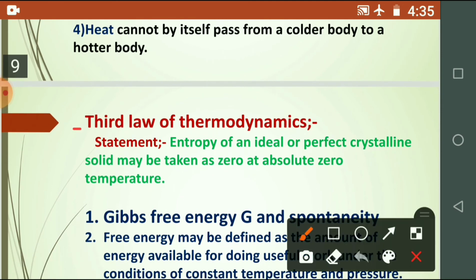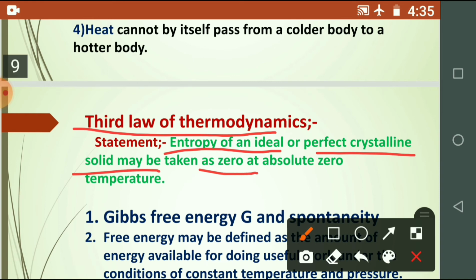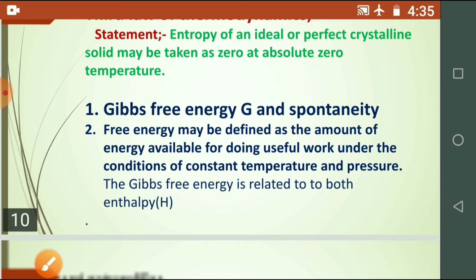Another law, the third law of thermodynamics. It states that entropy of an ideal or perfect crystalline solid may be taken as zero at absolute zero temperature. Because as we decrease the temperature, the atoms or molecules or ions occupy a fixed position. They do not vibrate at all. That's why we say that their entropy should be equal to zero at absolute zero temperature. It is the third law of thermodynamics.